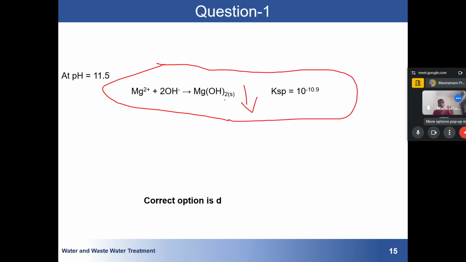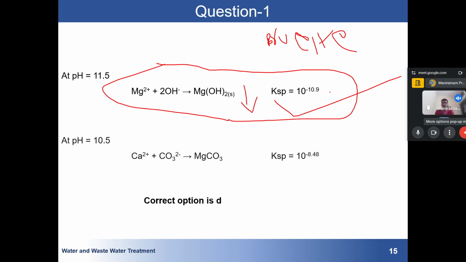Sometimes it is also known as brucite, B-R-U-C-I-T-E. So Mg2 plus plus 2OH minus forms Mg(OH)2 solid, with Ksp of 10 to the power minus 10.9.